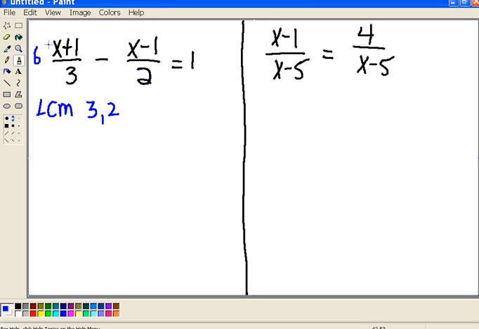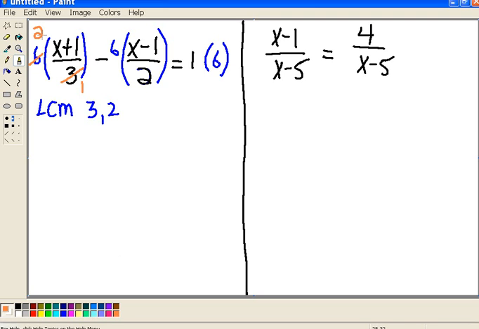So I'm going to multiply every single term by 6. And I can't leave anything out. Even if it's a number without a denominator, it still has to be multiplied by the 6. Otherwise, I change the problem. Okay? So now I'm going to go through, and if you do it correctly, all your denominators should go to 1. 3 goes into 3 once, 3 goes into 6 twice.